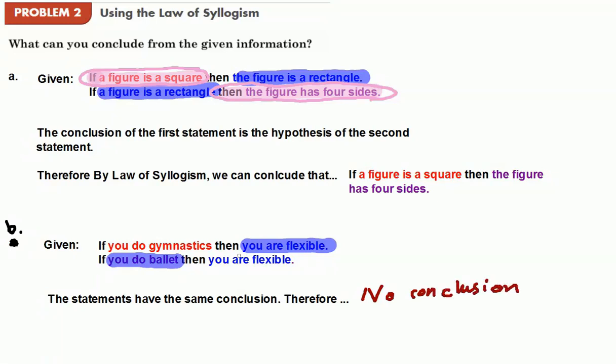So there's our two examples of using law of syllogism. This is it. This is the last problem for law of syllogism and 2.4 deductive reasoning. Go ahead and summarize your notes, and then if you have any questions, bring them up tomorrow when you're working on your assignment. Till then, bye.